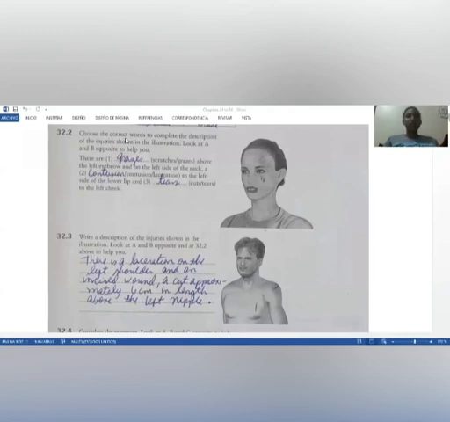Choose the correct words to complete the description of the injuries shown in the illustration. Look at A and B opposite to help you. There are grazes above the left eyebrow and on the left side of the neck. A contusion to the left side of the lower lip and tears to the left cheek.